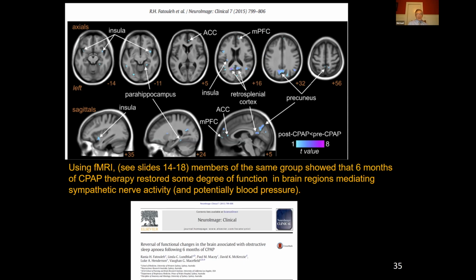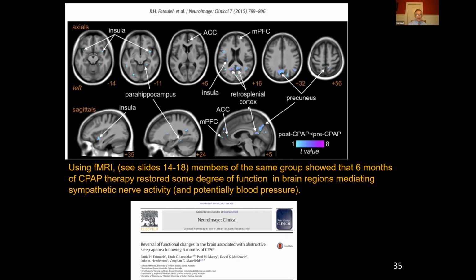It looks like, at least from what they found, the regions that showed an uptick in activity after CPAP administration were those mediating sympathetic nerve activity and blood pressure. Now, Ron Harper wasn't involved with this. Paul Macy was, who's one of the lead MRI people. But the thought generated from this paper was that CPAP exerts its effect on reducing blood pressure by restoring some level of brain function in these areas mediating tone.